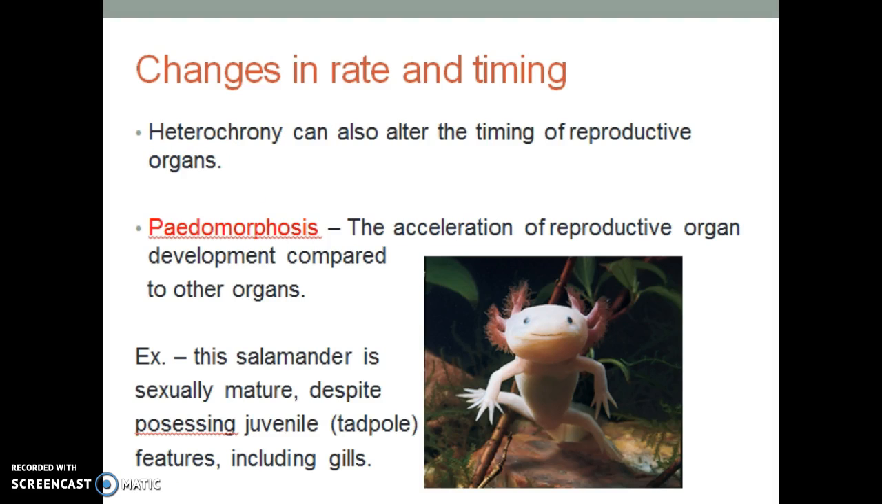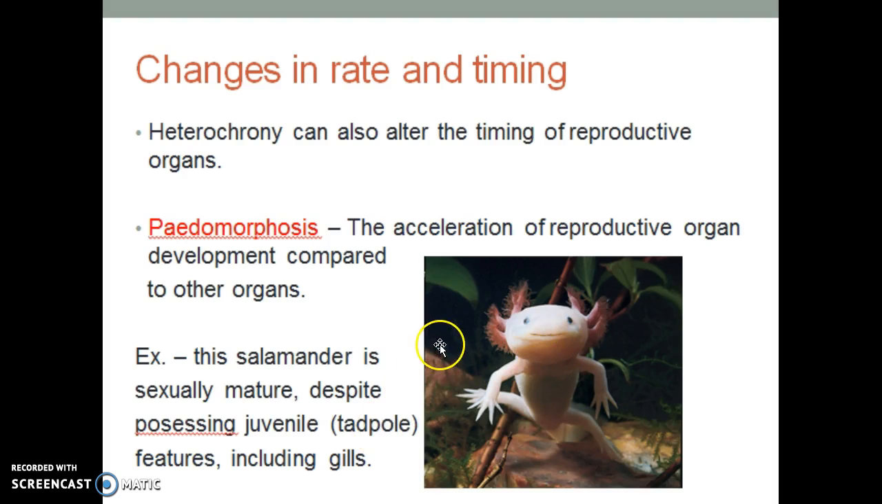Another form of heterochrony is called paedomorphosis. This is where the timing of reproductive organs is adjusted a little bit. So paedomorphosis is the acceleration of reproductive organ development compared to that of other organs. For example, we're looking at the salamander, and this salamander is sexually mature. However, he possesses some juvenile qualities, and the juvenile of salamanders would be tadpoles.